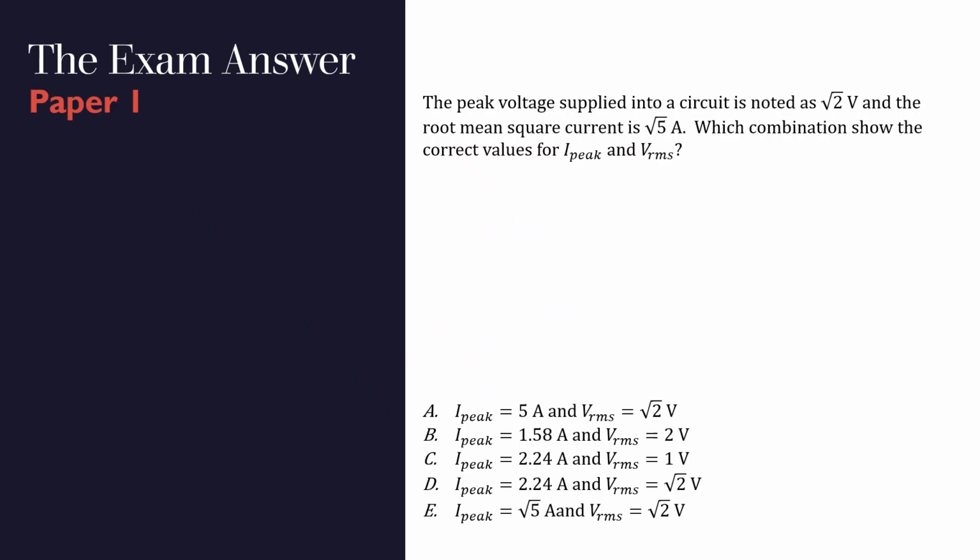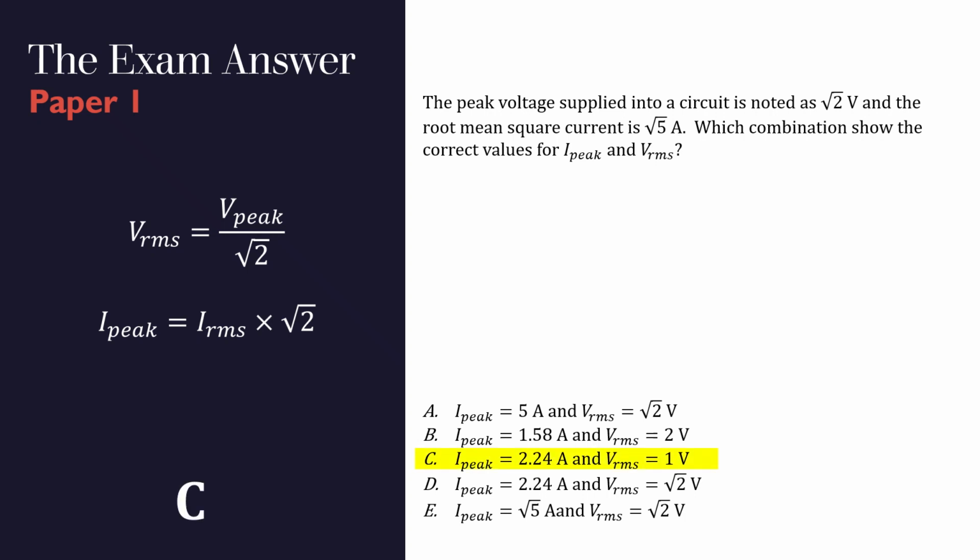So let's do that. If we plug in the values for the root mean square, that's the peak over √2. So we can calculate that. And then we need to rearrange the peak current one so that root mean square current is on the right hand side. But again, we can plug in the values there. And what we find when we work it out is that in fact C is our answer.